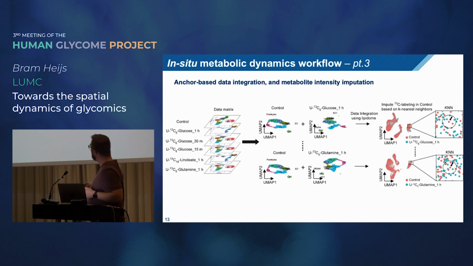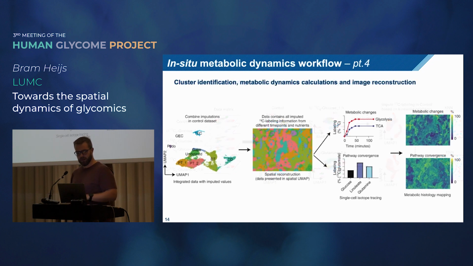And finally, after the integration, we then impute the metabolite information from the labeled isotopomers into the control data sets for each time point. So we have different control data sets for each time point, including all the endogenous metabolite information, as well as all the information from the produced isotopomers for these secondary metabolites that are coming from the cultured tissues. We then have one very big data set with the different time points, with all the different nutrients included.